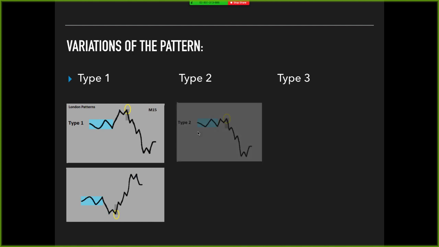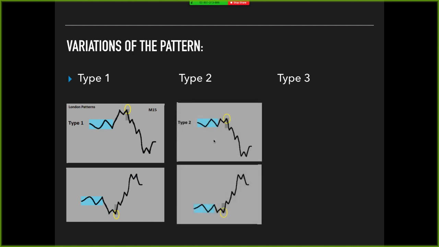Our type 2 is going to be a slight variation on that, okay? When they take it basically just to the top or the bottom of the Asian range, right? So it's not a strong move out of the box. You don't see it move out of the box. You see they kind of just hit the level of the top of the box, and then they take that reversal at that point. Okay, so that's the type 2.